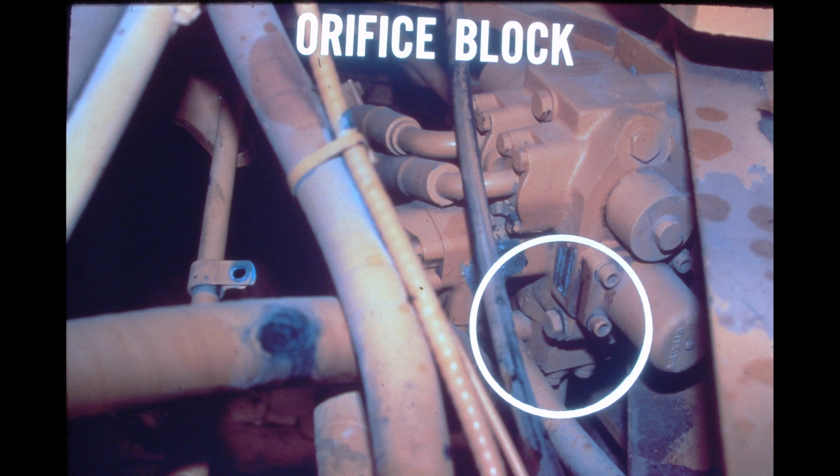Part of the return flow from the steering control valve is sent to the oil cooler, and the rest is directed back to the reservoir. The flow is divided by the orifice block. This block has an open port to the oil cooler and a restricted port to the reservoir. The hydraulic oil cooler is mounted in the bottom radiator tank. From the cooler, the oil is returned to the reservoir.